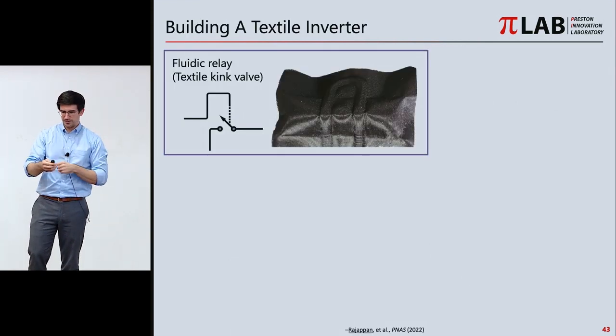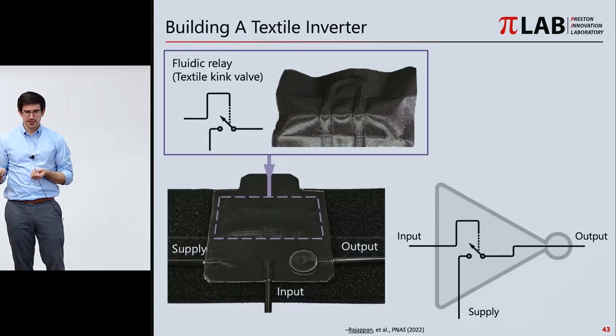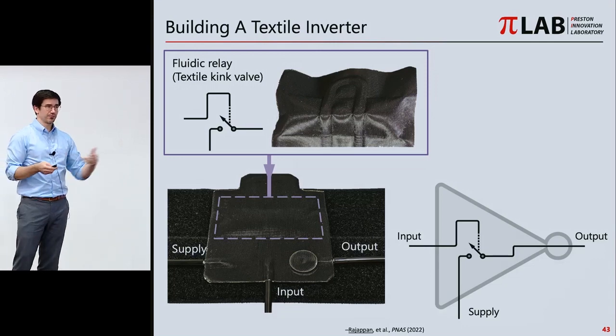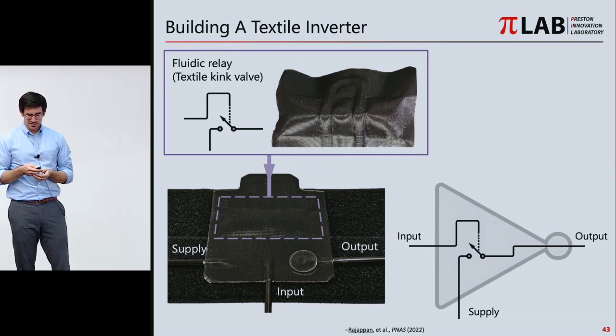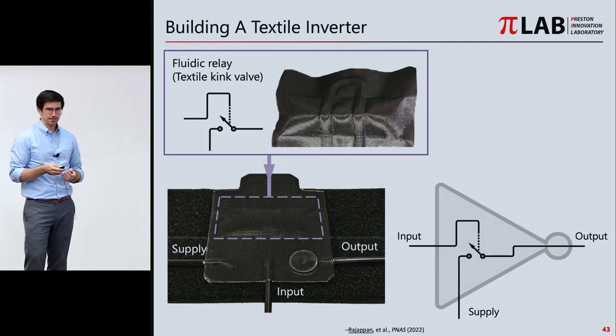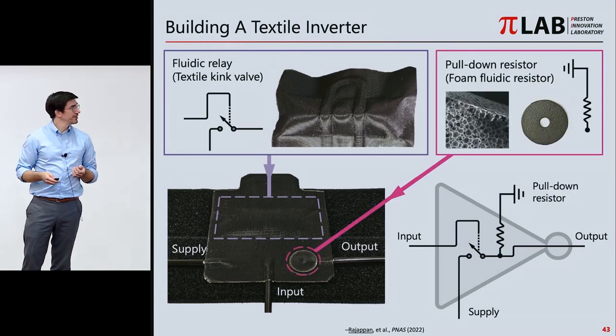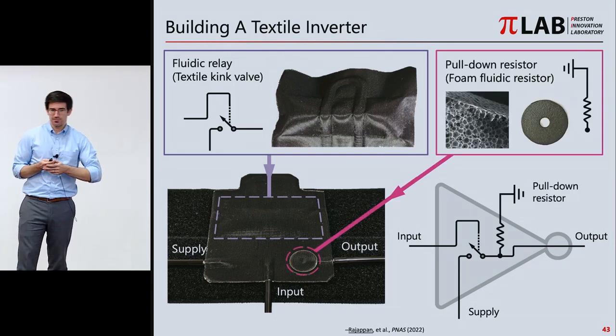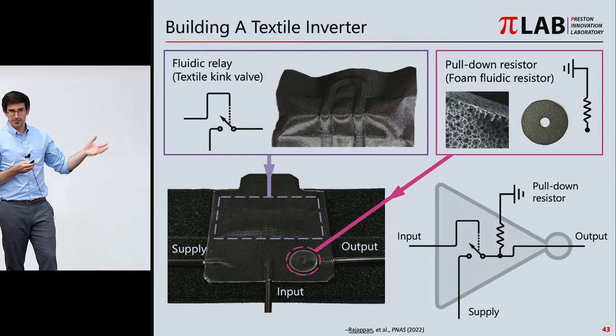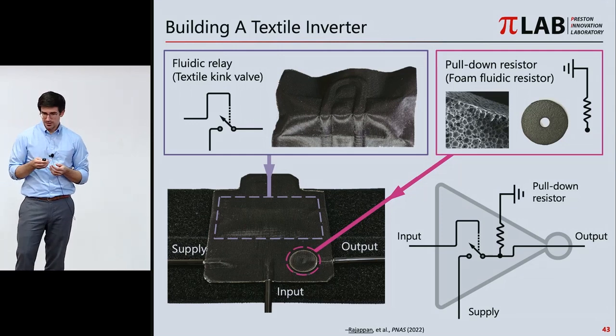And so we now have the kink valve, which acts like a relay. And we built that into an inverter. We're moving towards an inverter as a basic building block for digital logic. But another component that I have not talked about yet, but that is shown in the bottom right here, is a fluidic resistor. This is a critical component for these inverters as well as other logic elements.